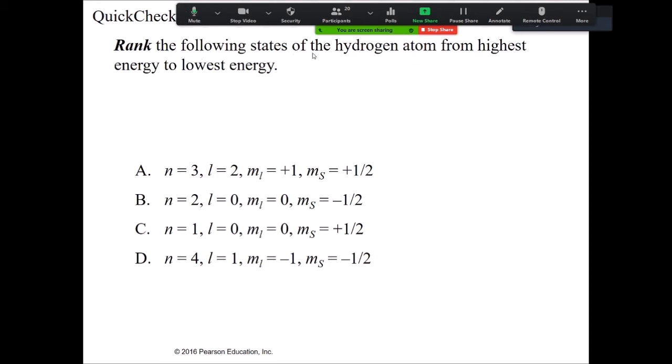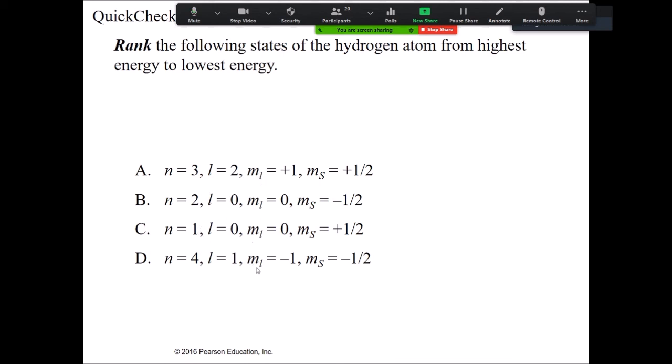Rank the following states of the hydrogen atom from highest to lowest energy. Now, the energy of the hydrogen atom is dictated by only N. L and M do not dictate energy levels. Where L corresponds to S, P, D, or so.